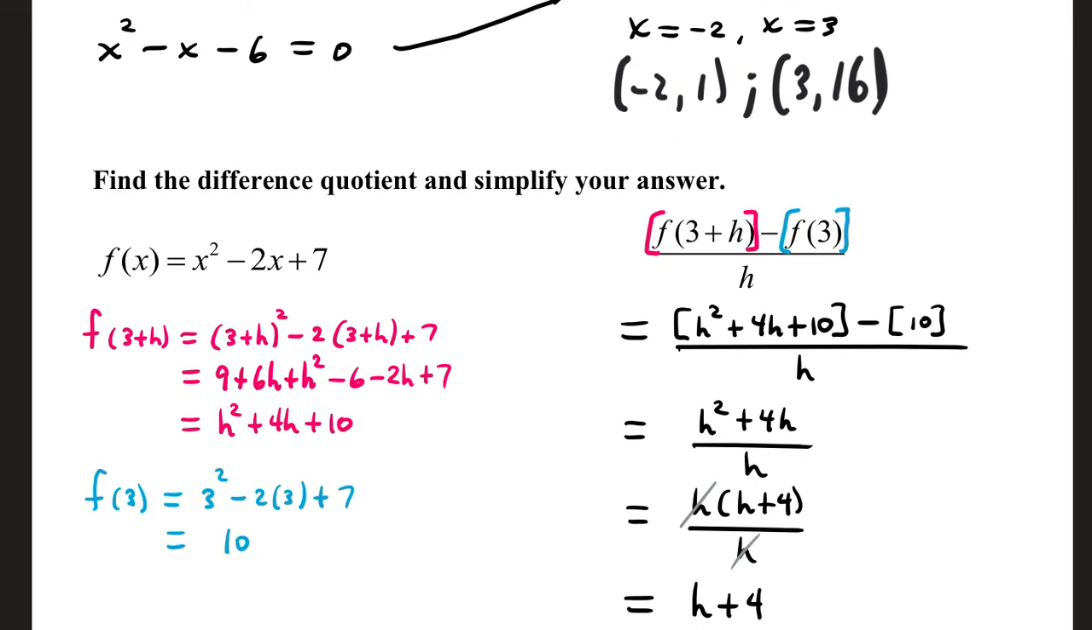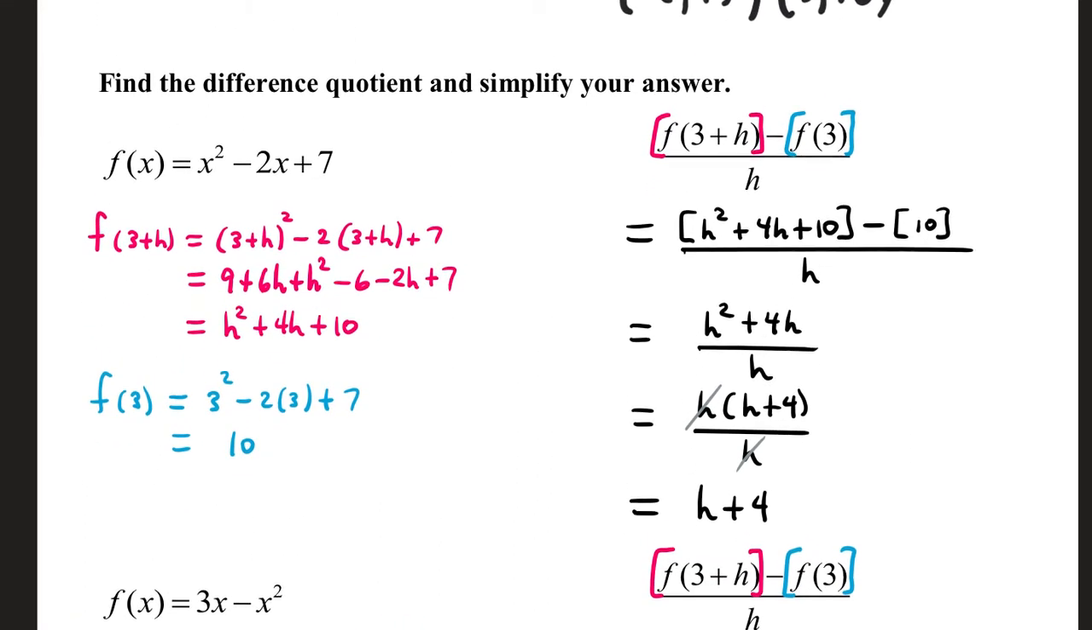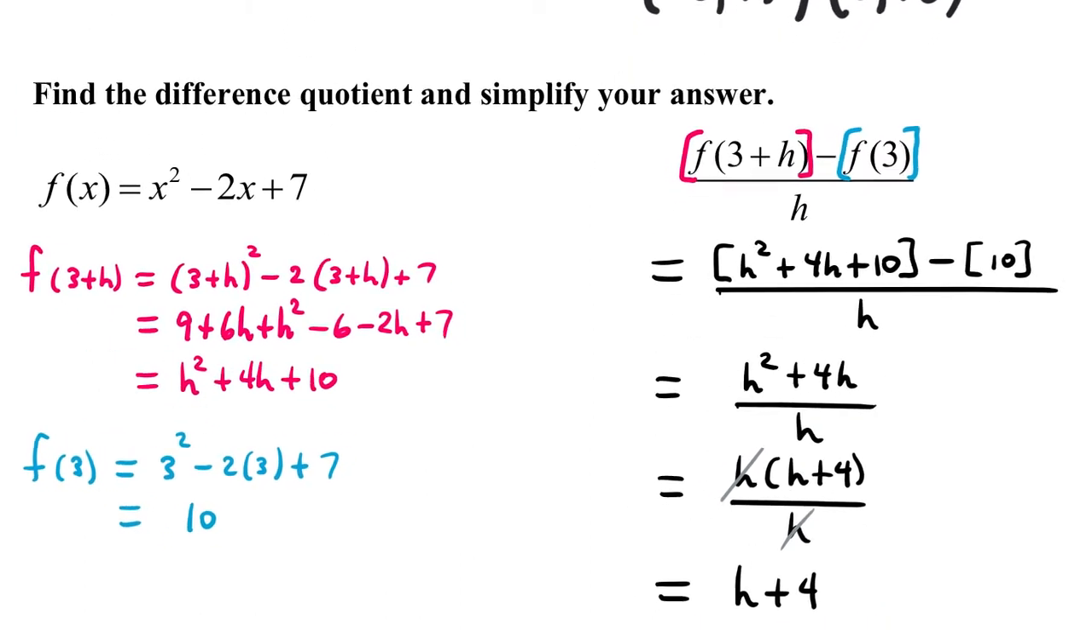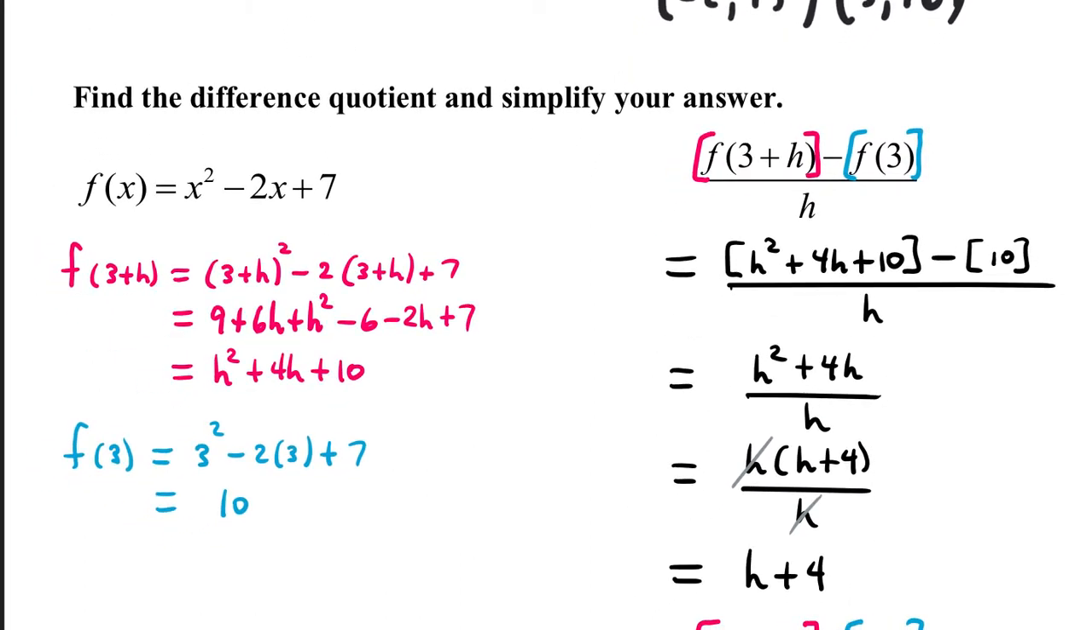Find the difference quotient and simplify your answer. Let me zoom in a little bit. Here we go. We have a quadratic function of x squared minus 2x plus 7 given. The difference quotient we're asked to compute is f of 3 plus h minus f of 3 all over h. These difference quotients show up a lot in your Calculus 1 class, so that's why I cover them quite a bit in this class, just to make sure you're prepared.